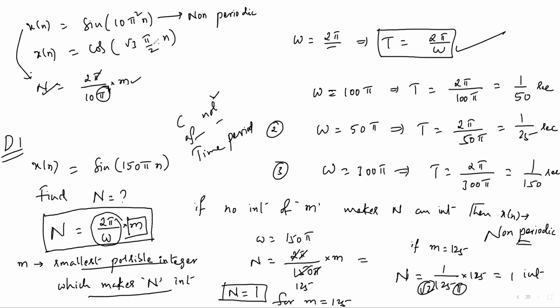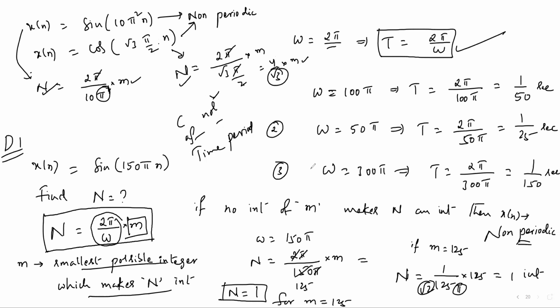Similarly, root 3 pi by 2 here. For this signal, to calculate the time period, we can say 2 pi by root 3 pi by 2 into small m. Here pi gets cancelled, and the result is 4 by root 3 small m. Here root 3 is there, so no integer value of m can make capital N an integer. So this is a non-periodic signal. Like that, as examples, you can take these two. The procedure to calculate the time period is like that.